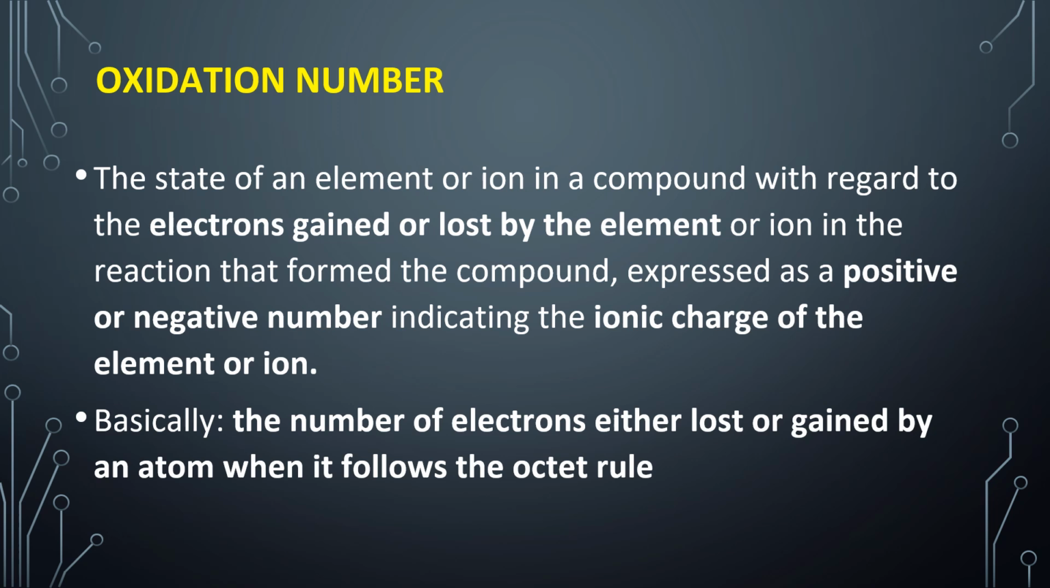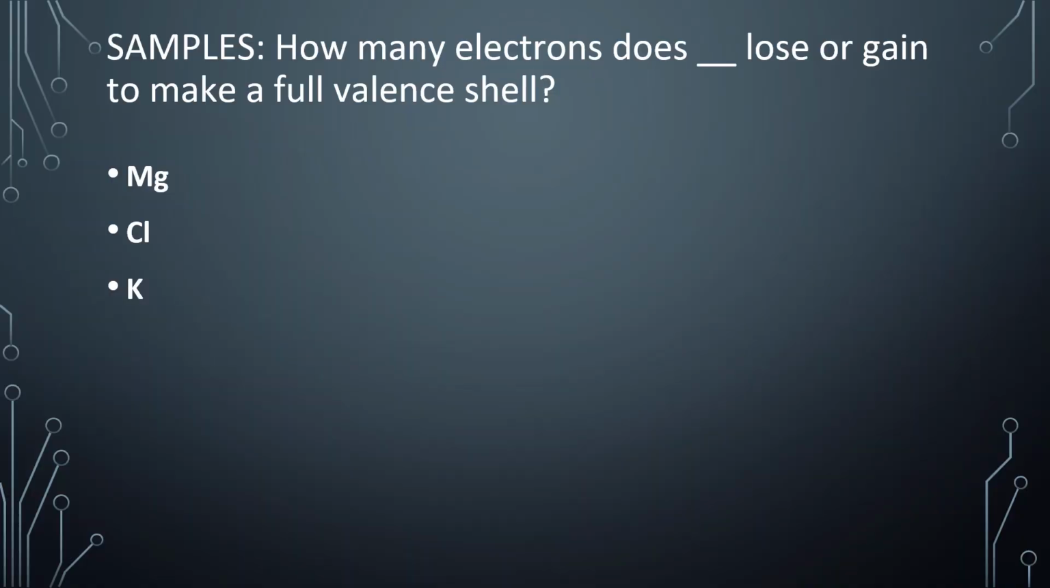So this is basically the number of electrons either lost or gained by an atom when it follows the octet rule. So when you look at the periodic table, which you should have already, you see how many electrons it gains or loses for it to have a full valence shell, whether it's a full octet or not.